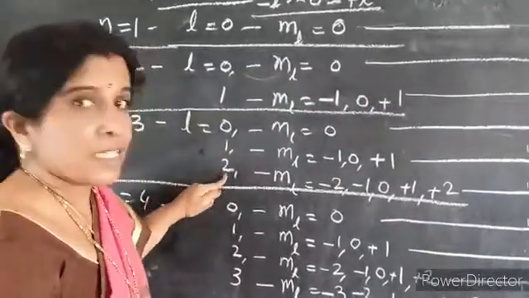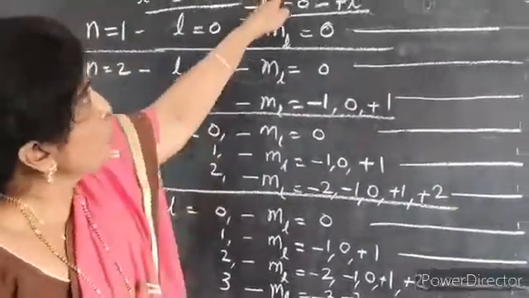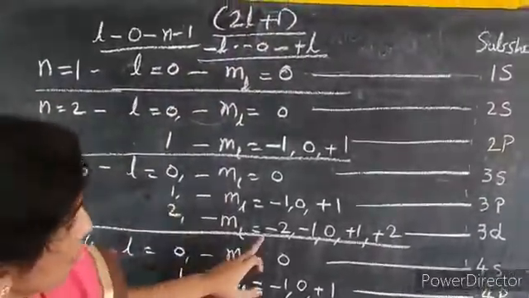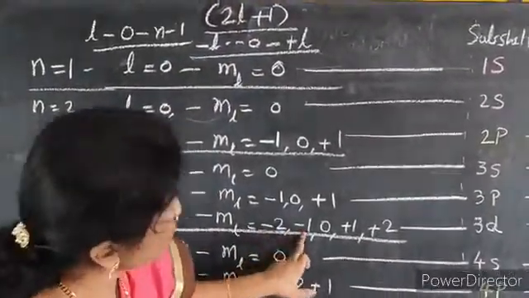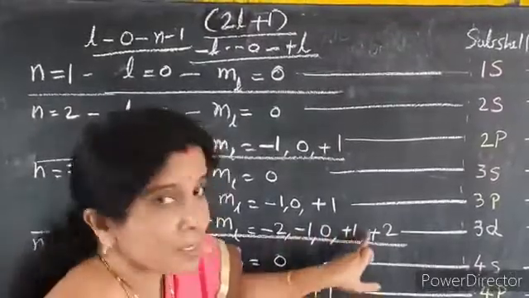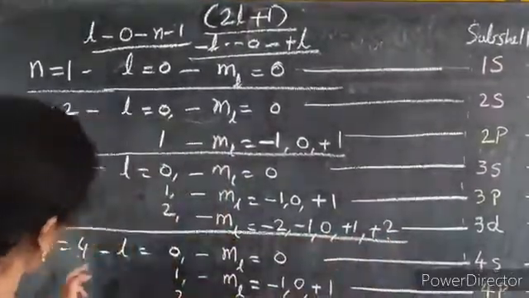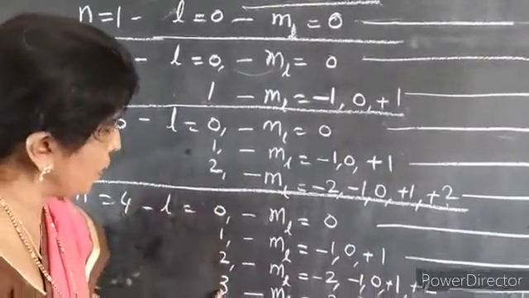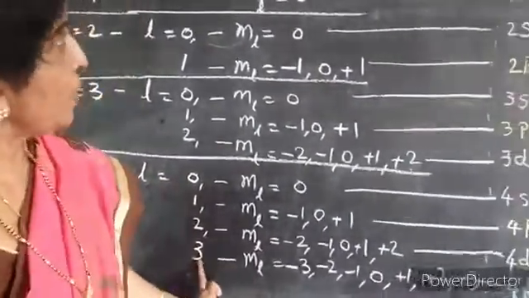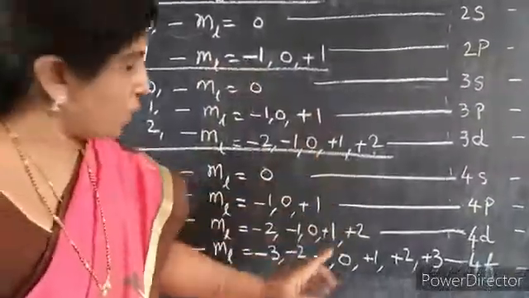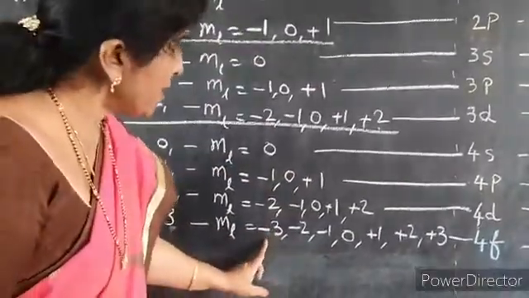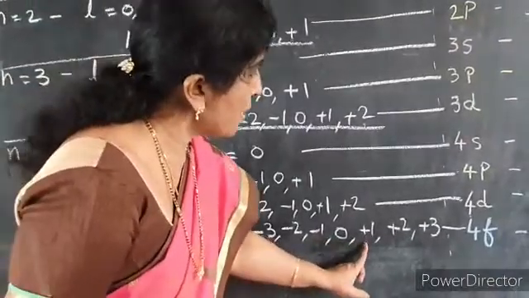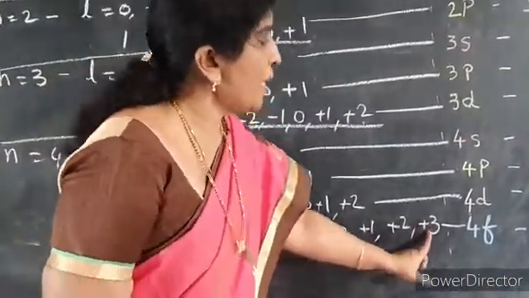Coming to when L is equal to 2, 2 into 2 plus 1, total values are 5. What are they? Minus 2, minus 1, 0, plus 1 and plus 2. And coming to 4, when the principal quantum number is 4, L values are 0, 1, 2, 3. So when L is equal to 3, you have a total of 7 values. What are they? Minus 3, minus 2, minus 1, 0, plus 1, plus 2 and plus 3.